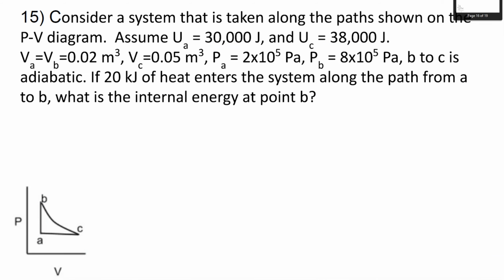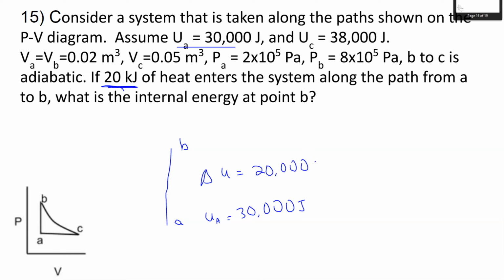Here's the next one. Where are we going? From B to C. Oh, let's see. If 20 kilojoules enters the system along the path from A to B, what's the internal energy at point B? I'm going to blow this up a little bit and make a better picture. Here's point A. Here's point B. They tell me that at the bottom I've got 30,000 joules. The internal energy at point A is 30,000 joules. And now they tell me that I'm going to put 20,000 in. So delta U equals 20,000 joules.